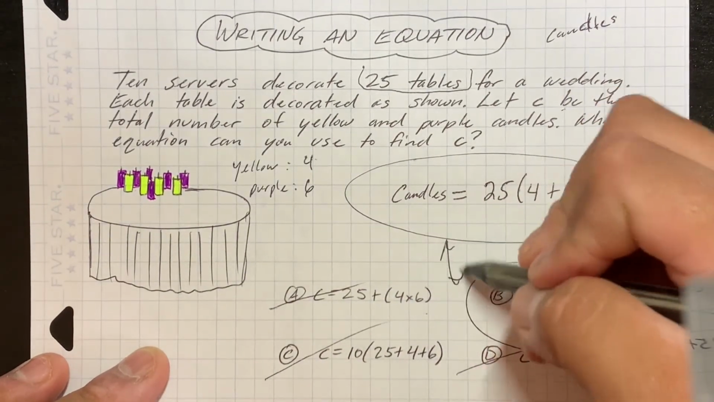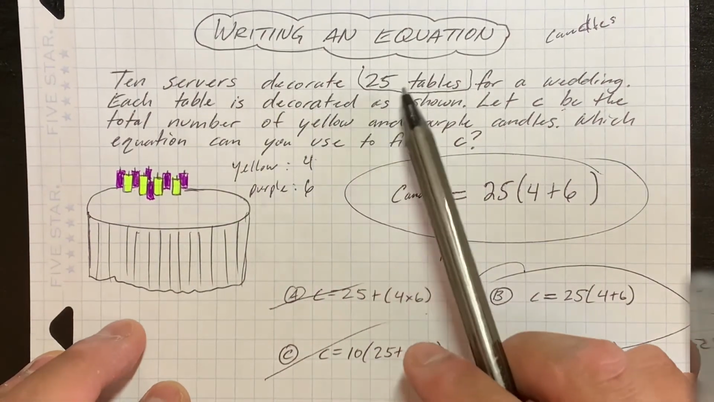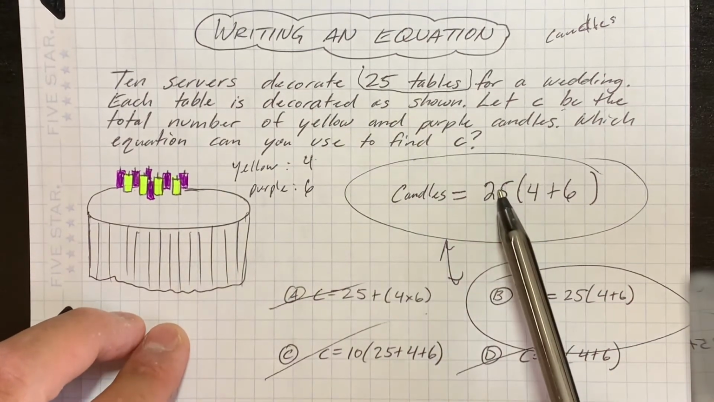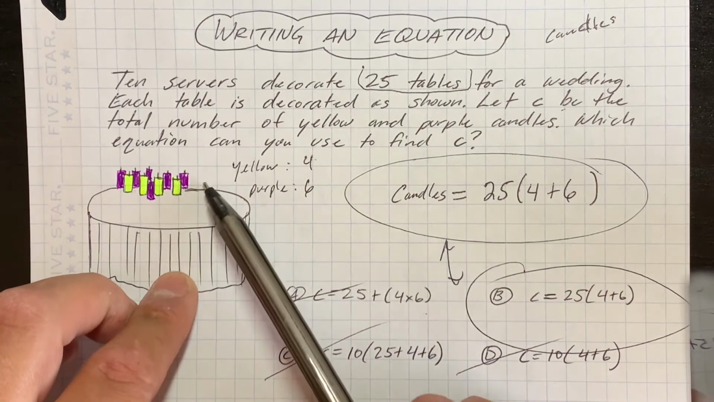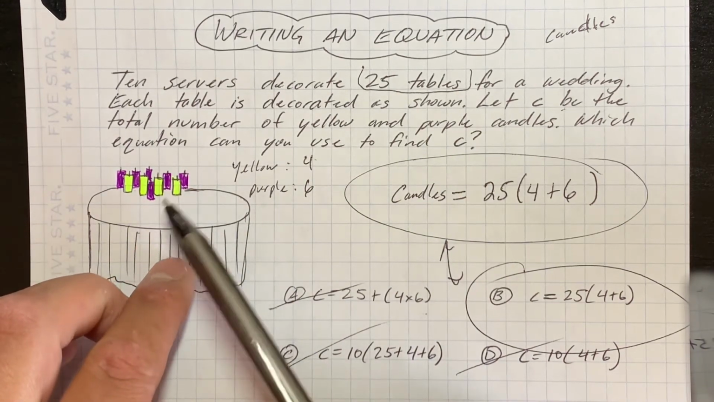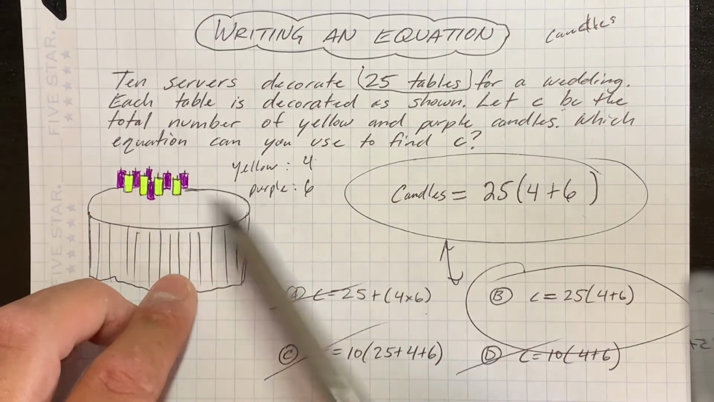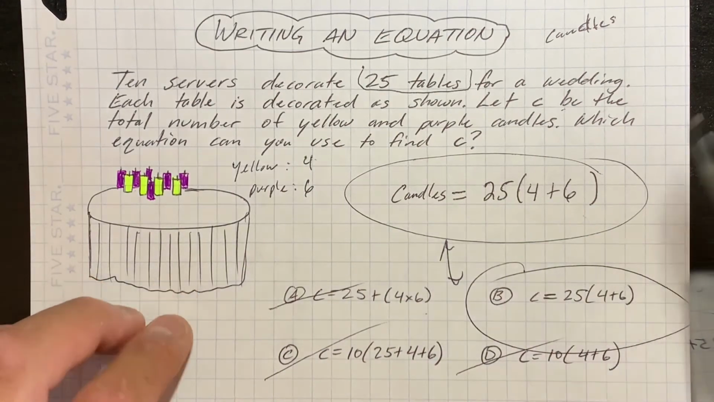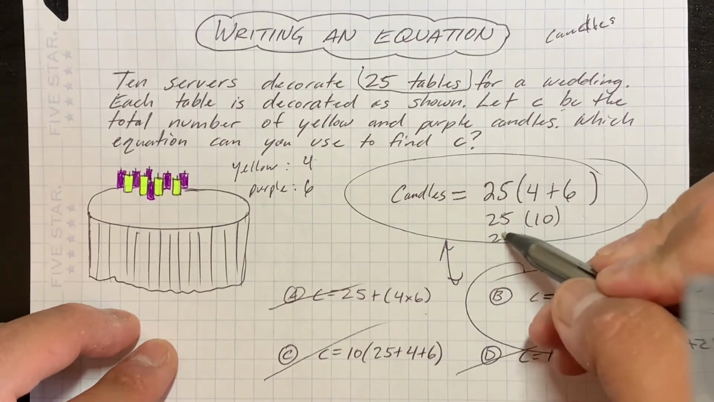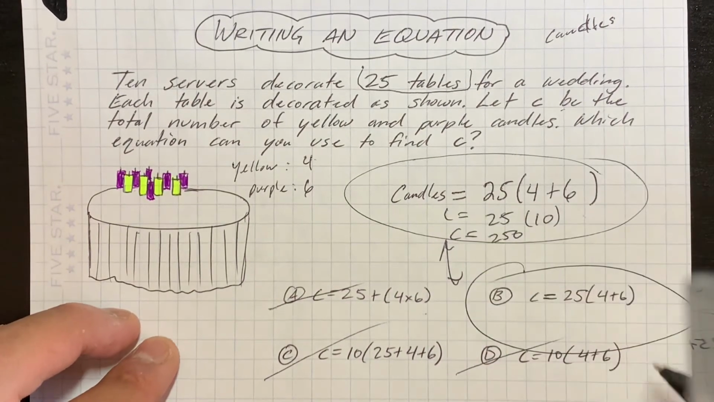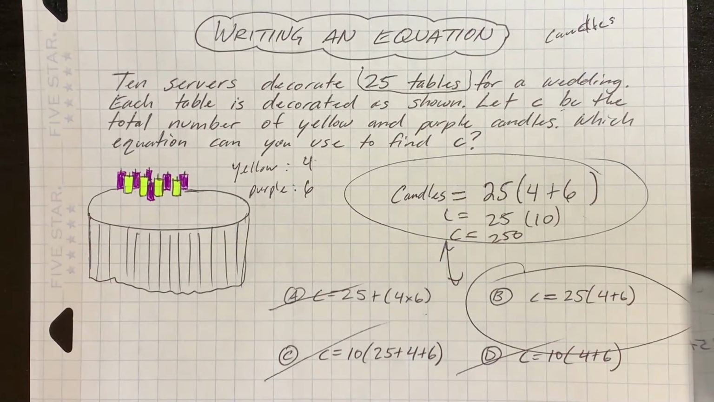These two match. Because if you think about it, 10 servers decorate 25 tables. It tells us there's 25 total tables here for a wedding. Each table is decorated as shown, so there's 4 yellow candles and 6 purple candles for every one of those 25 tables. So 4 plus 6 equals 10. So there's 10 candles, and then of course you multiply that by 25. That's going to be 250 candles. So C equals 250. But we're just matching the equation. Okay, there you go.